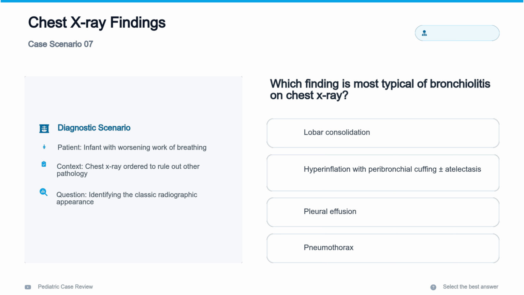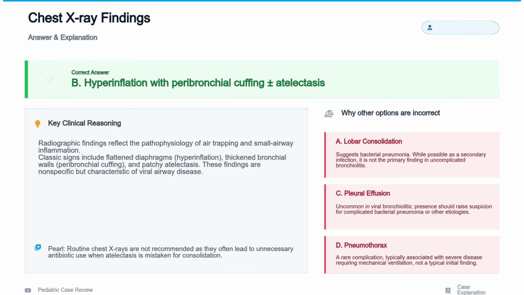What is the most typical finding? Option A, lobar consolidation. Option B, hyperinflation with peribronchial cuffing with or without atelectasis. Option C, pleural effusion. Option D, pneumothorax. The correct answer is B, hyperinflation with peribronchial cuffing with or without atelectasis.